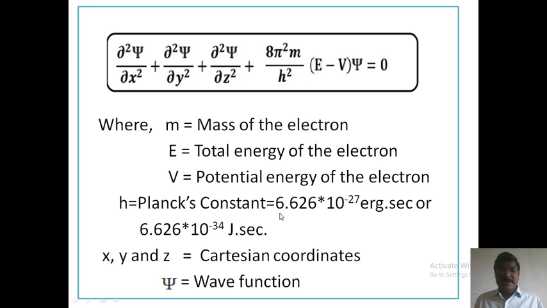That constant is 6.626 × 10^-27 erg second, or 6.626 × 10^-34 joule second. x, y, z are Cartesian coordinates. Psi is the wave function.